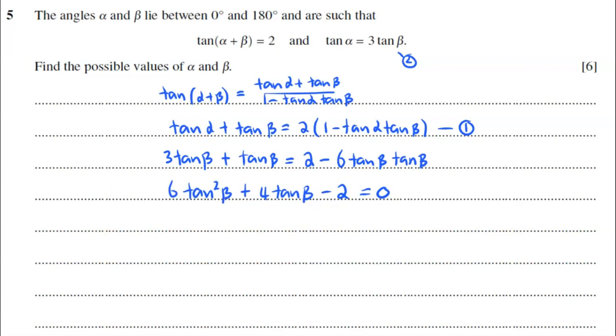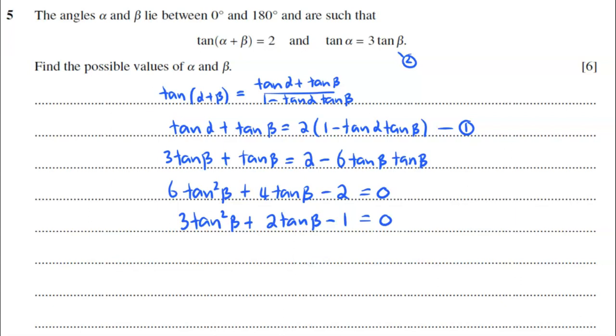We can try and solve it like this, or we can simplify it first. I always like to simplify them as much as we can. So divide both sides by 2, or we can factorize 2 out of all of the terms on the left and then divide it into 0. And so we would end up with 3 tan squared beta plus 2 tan beta minus 1 equals 0.